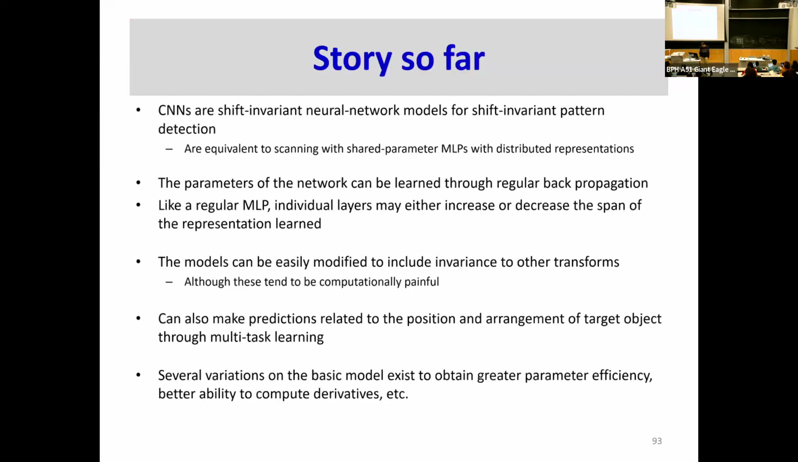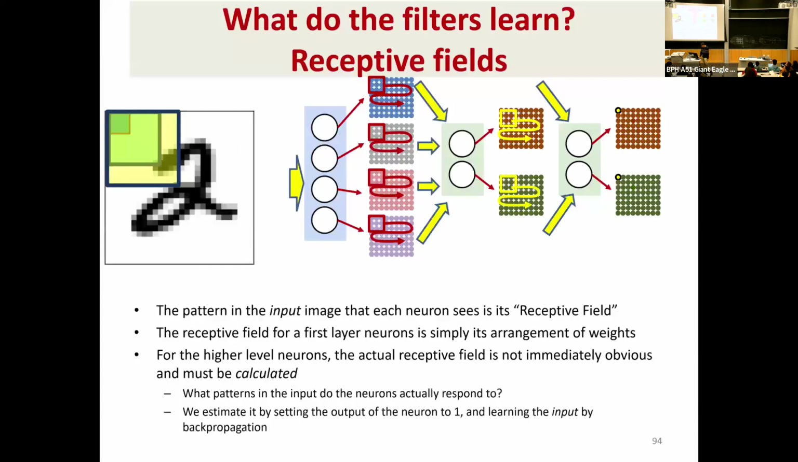And so just extending our story, you can modify these models to include invariance to other transforms. We saw that. You can make predictions related to the position and arrangement of the target object through multitask learning, and then you have other variations to get greater parameter efficiency and efficiency in computation, better ability to compute derivatives, etc. Right? So now, what do the filters actually learn?